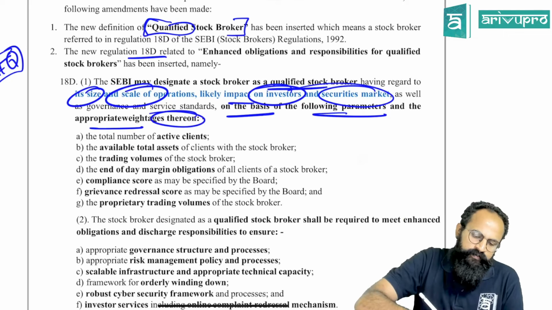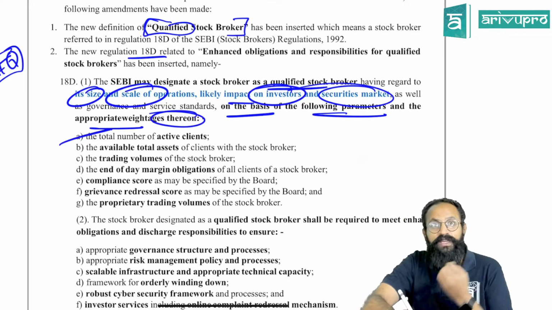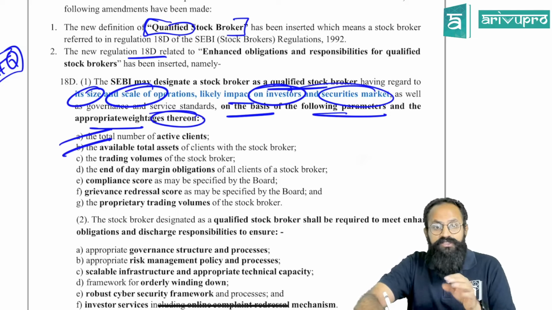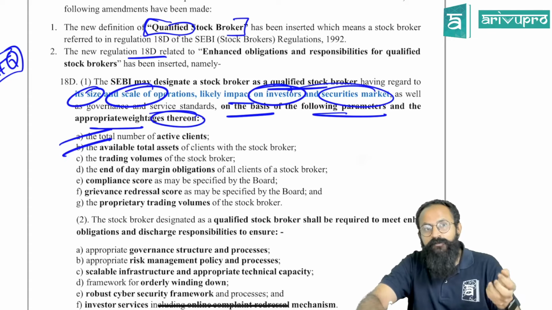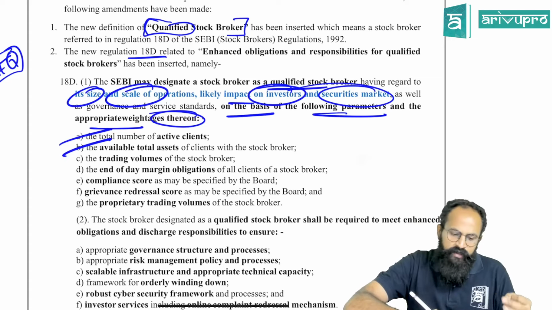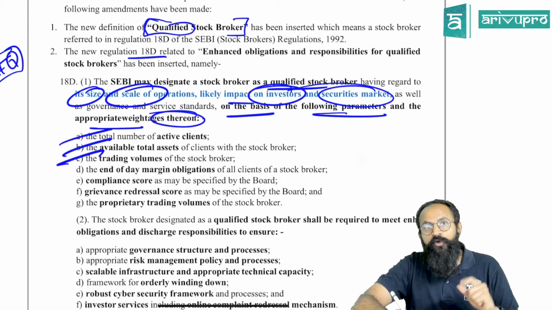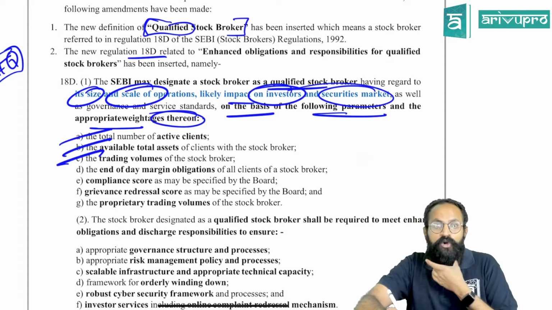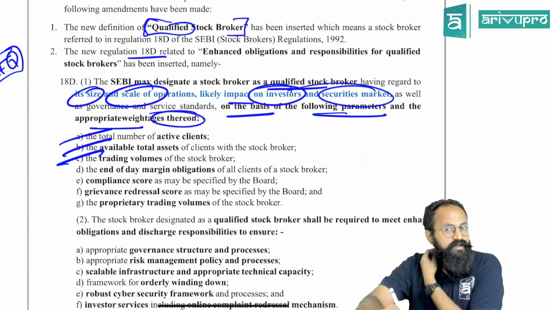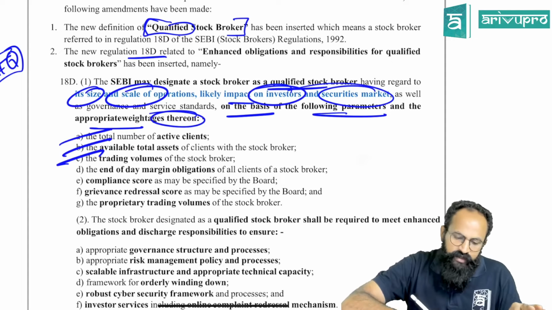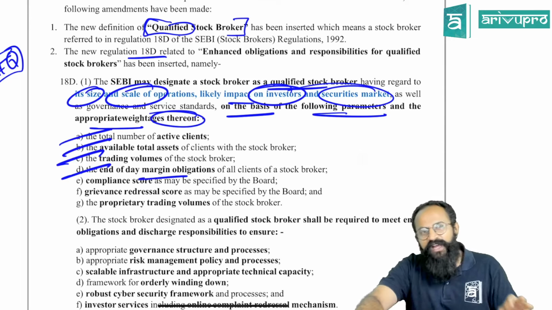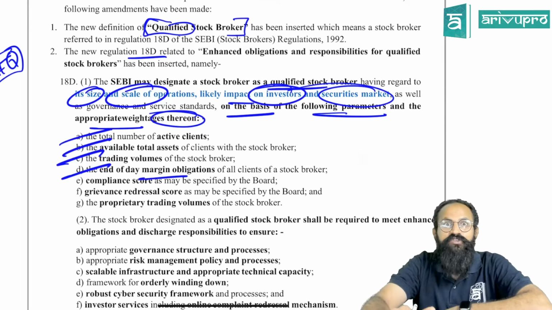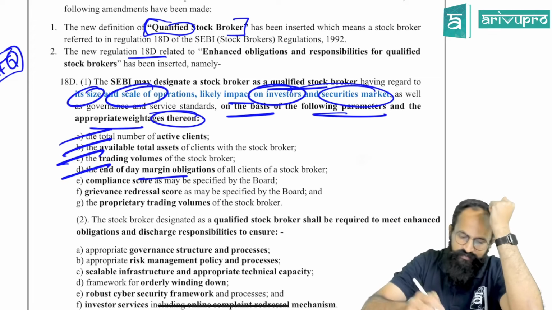What is that? First one, the total number of active clients. How many people you have. The available total assets of the clients. How much in total? Put all these clients' money together. What is the total assets? The trading volume of the stockbroker in a day or at a time. What is the volume of trade you do? How many shares you buy? How many shares you sell? What is the overall trade? The end of the day margin obligation. I think we have done margin trading. How much margin you are giving to your clients. So that will tell you how big you are.